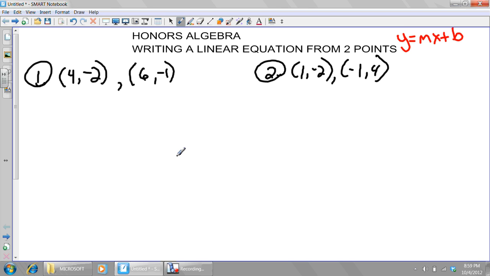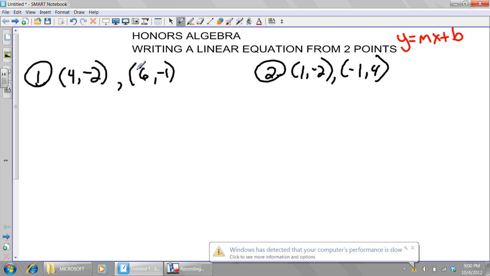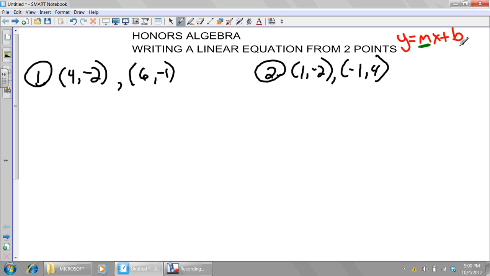Well, I'm going to suggest to you that it is possible to write the equation of a line passing through these 2 points if all you know are the 2 points. Now, as smart as you guys are, I'll bet you're already thinking, hey, I could figure out the slope here. And you're right, we are going to figure out the slope because to write an equation in slope-intercept form, we need the slope. The other thing we're going to need is the y-intercept.